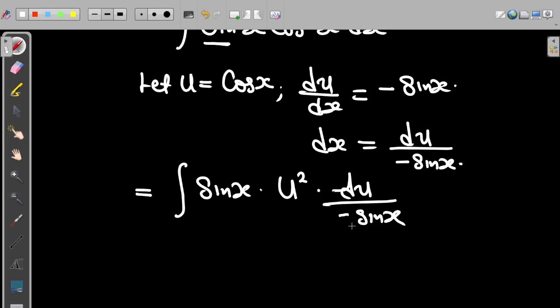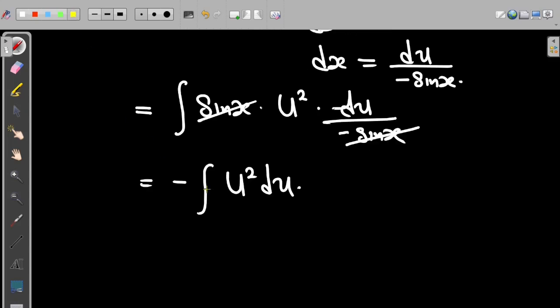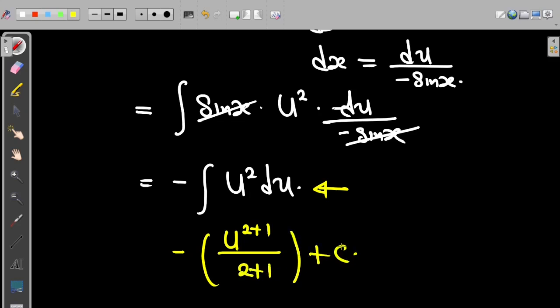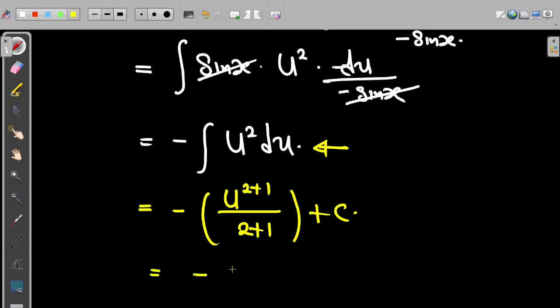So at this point, sine will cancel out and we'll be left with negative, and then we have the integral of u squared du. So at this point, we can integrate. This becomes negative, open a bracket, we have u to the power of 2 plus 1 divided by 2 plus 1 plus c. So therefore, this becomes minus u to the power of 3 divided by 3 plus c.